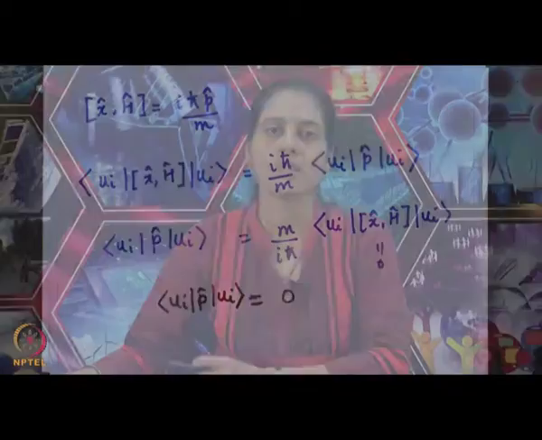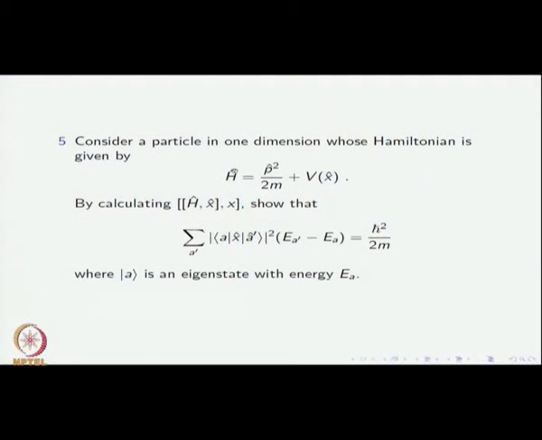So, with this example, let us go to the fifth problem. The fifth problem is, you consider a particle in one dimension whose Hamiltonian is given by, as in the previous example, H equals p square upon 2m plus V(x). Taking the same Hamiltonian, we have to calculate the commutator of H and x, commuted again with x. So, that we have to calculate, and using that we have to show certain results. So, let us get started with that.